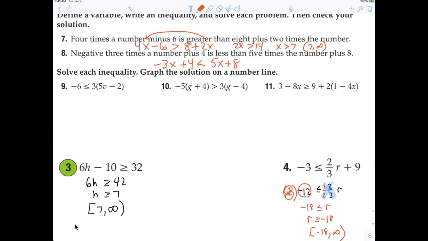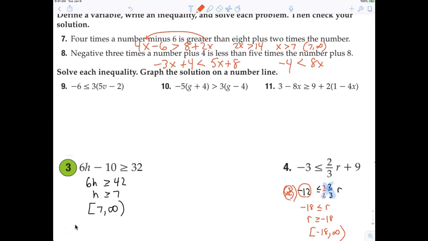Beautiful. 5x plus 8. Very nice. All right. Now we're going to go ahead and solve this. So I want to move the negative 3x over because I want to try to keep the variable positive. I want to move the 8 to the other side. So if I add 3x, then how many x's do I have? 8x. And if I subtract 8, I have what? Negative 4. Good job.